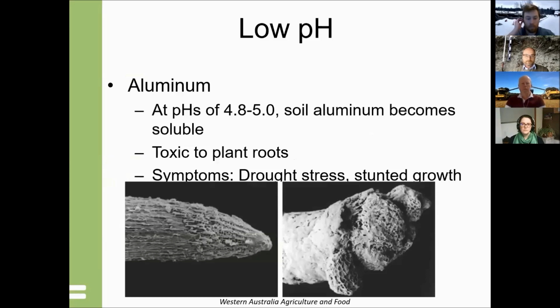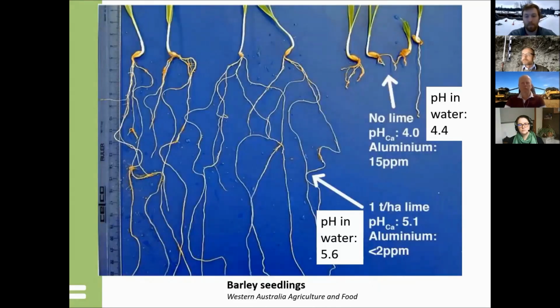So this image at the bottom is a microscopic picture of some plant roots. The one on the left, that root is fine, it's growing at normal pH. And then on the right, there's a root where the pH is too low and it's turned into kind of a club, because every time it interacts with aluminum, it kills it and it kind of dies back and it turns into basically a club root.